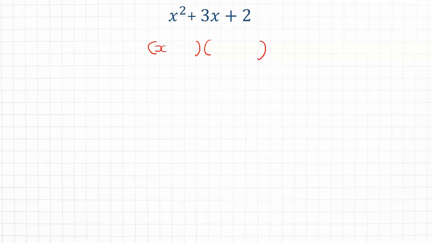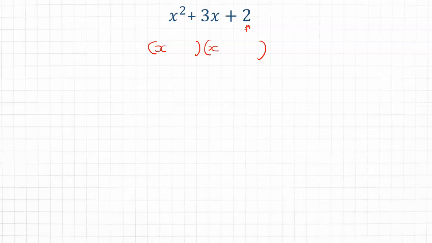Because the expression contains an x squared term, inside the brackets we write x and x. This is because x times x is x squared. We also leave some spaces for two numbers. To work out what these numbers are, firstly we look at the last number in the expression. In this case it's 2. We're looking for a pair of numbers that multiply to 2.